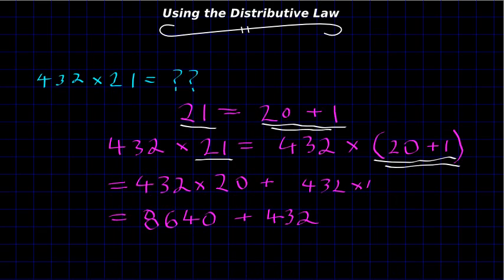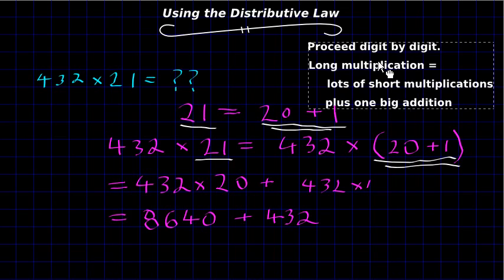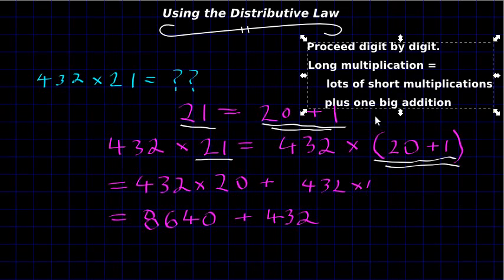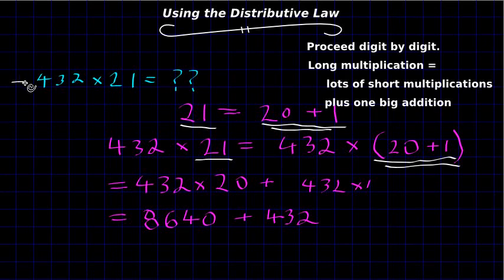432. So you're beginning to see the strategy here is that we proceed digit by digit. And also, as a general rule, long multiplication is just a bunch of short multiplication plus one big addition. So what we've done here is we started out with a multiplication problem here, and we managed to turn it into an addition problem.